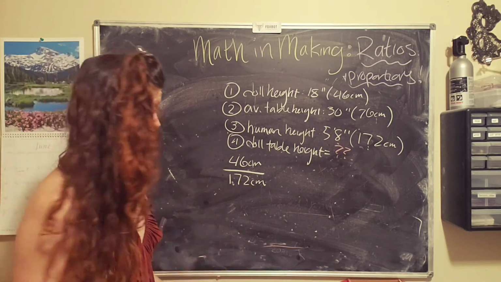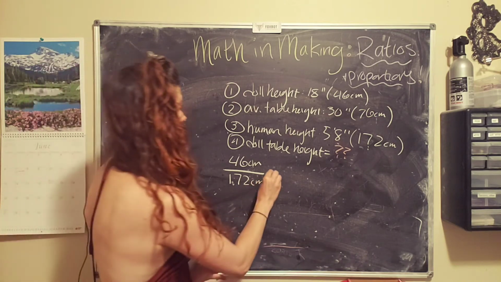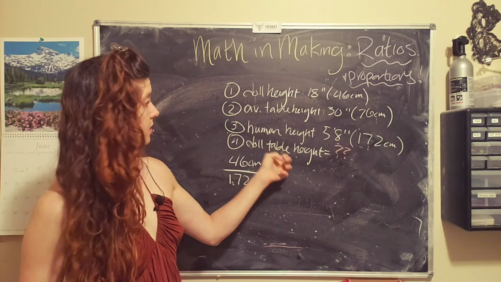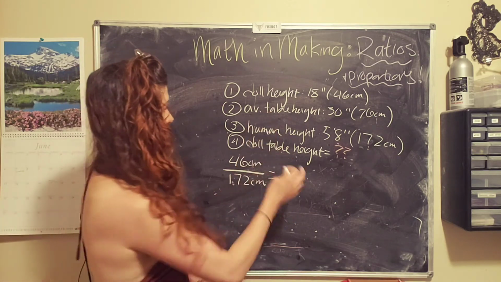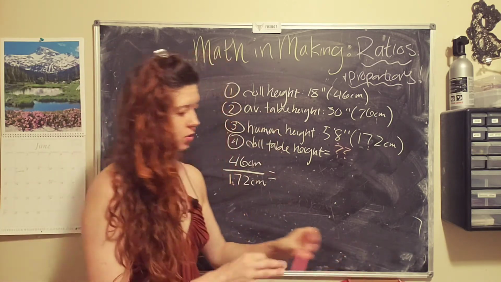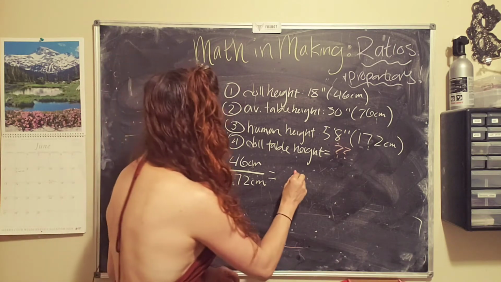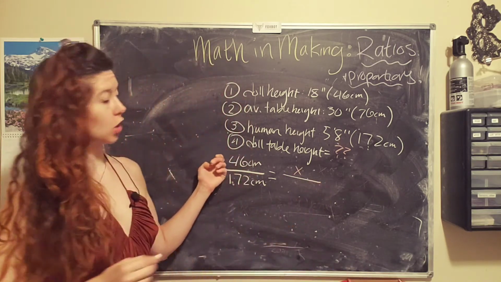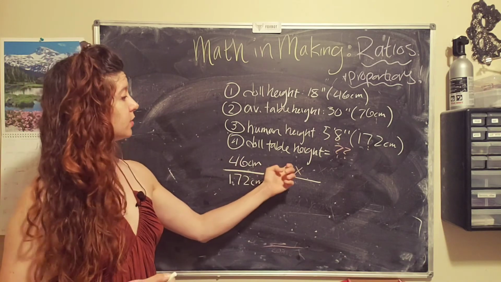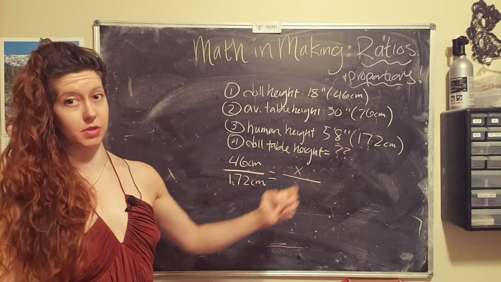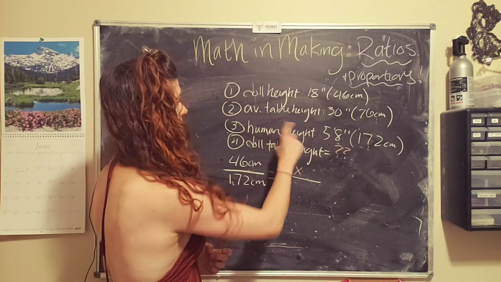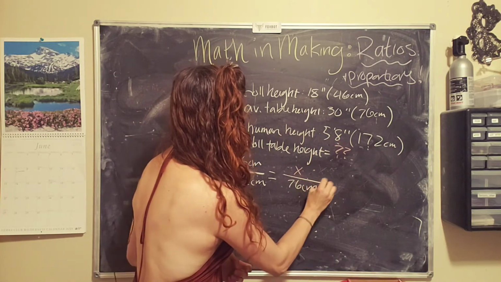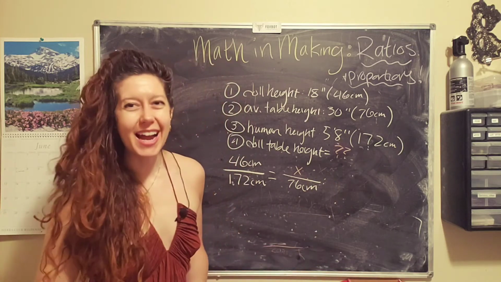are related. And then we set that equal to the ratio of the doll table height to the average table height for the human. And so this is where we do need to be careful here. We want to be consistent. If we put the doll height on top of the first ratio, the doll table height needs to go on top of the second ratio. And so the average table height goes on the bottom, 76 centimeters. And then we solve for x.